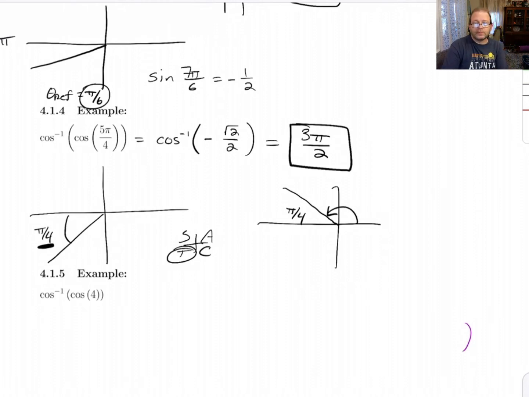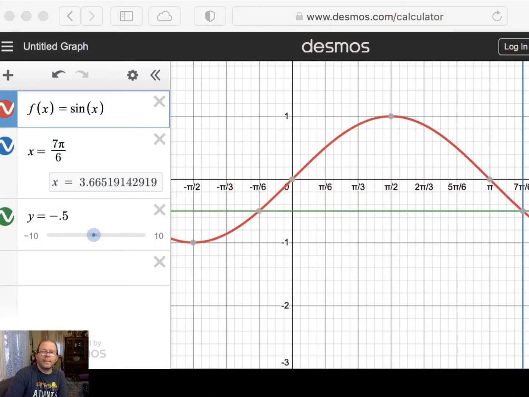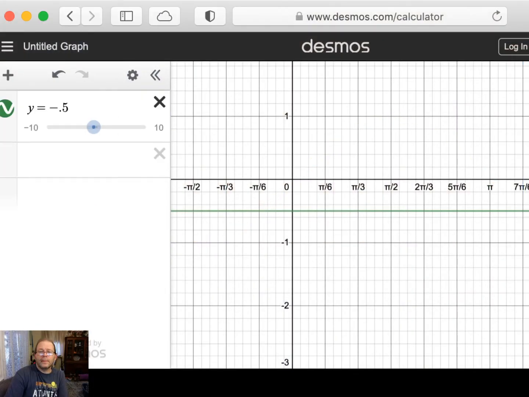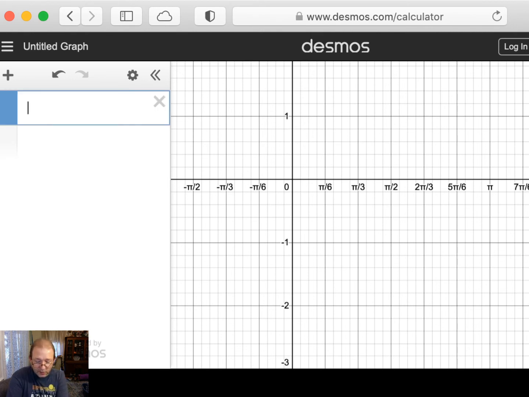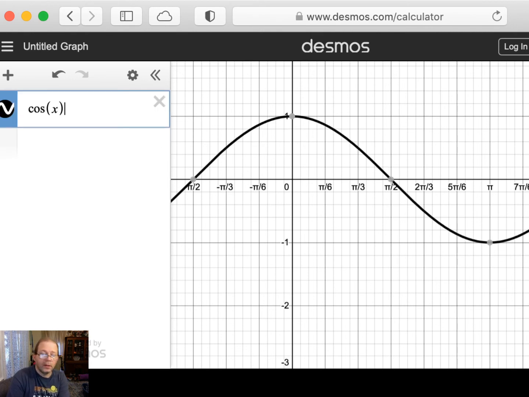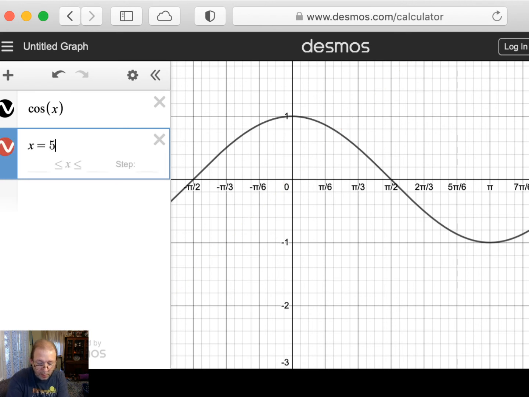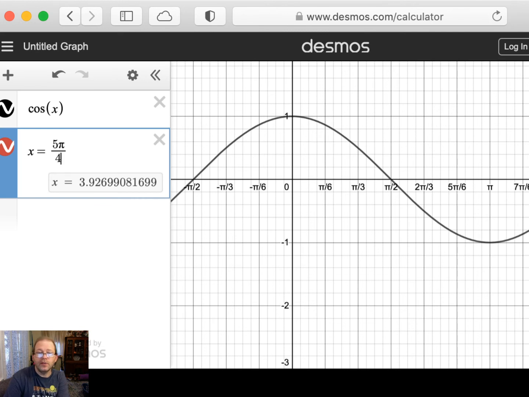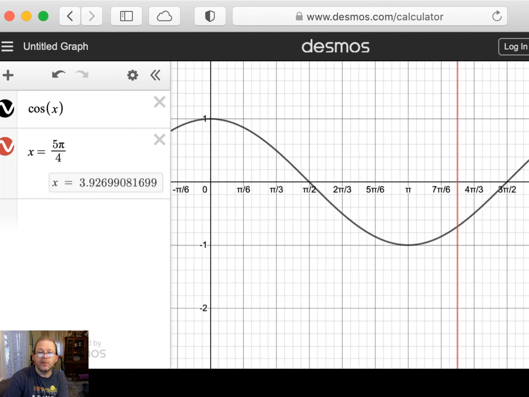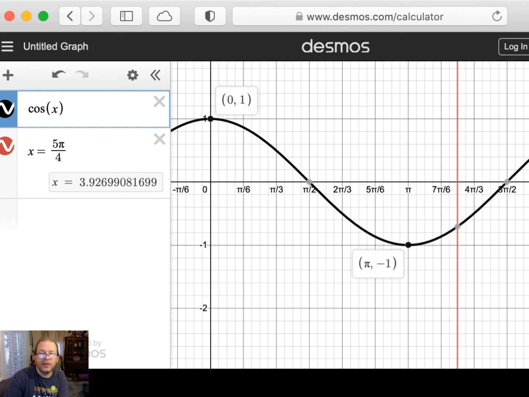Now, let's do the same sort of thing on Desmos that we did a moment ago. So I'm looking at cosine x, and if we look at 5 pi over 4, what I'm trying to do now is to find something between 0 and pi that has the same y-coordinate as this.